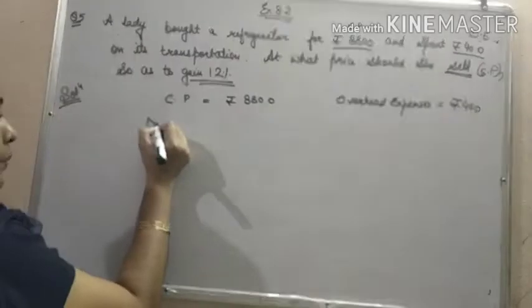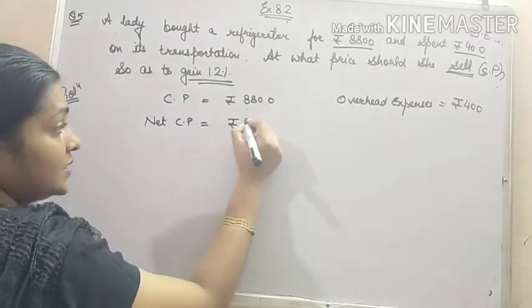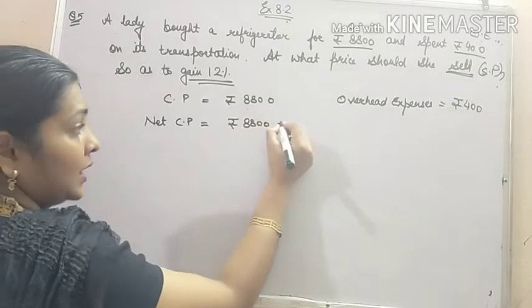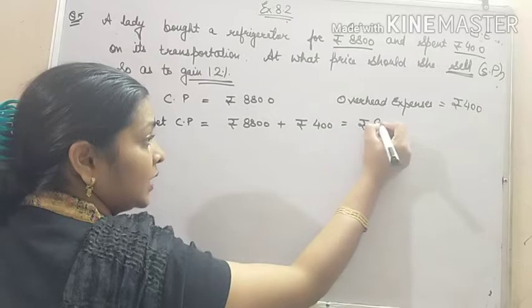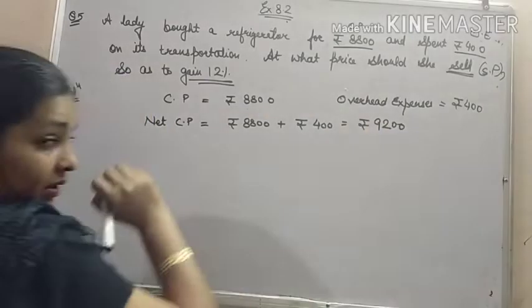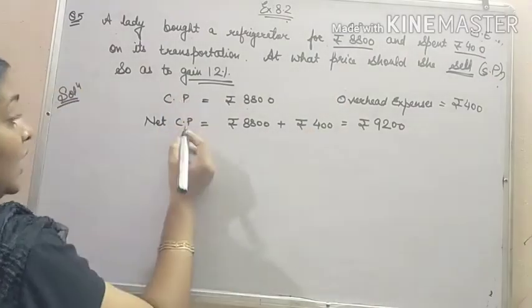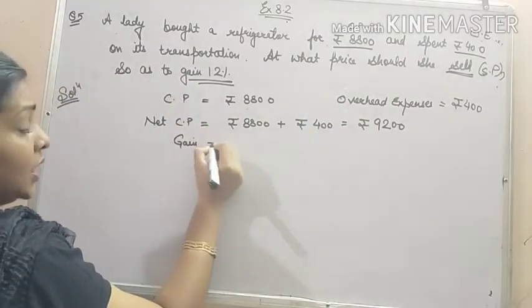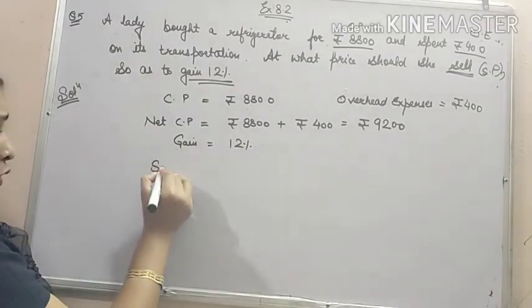Now net CP is equal to rupees 8800 plus rupees 400, that is equal to rupees 9200. Is that clear? Now this is the CP given to you and gain is 12%, that means profit is 12%. You have to find SP.